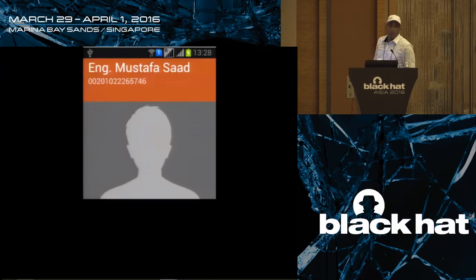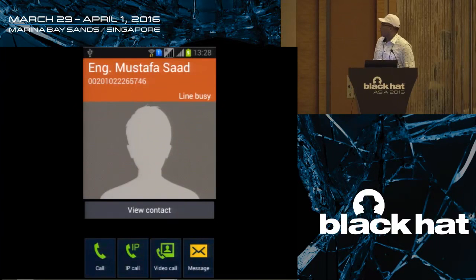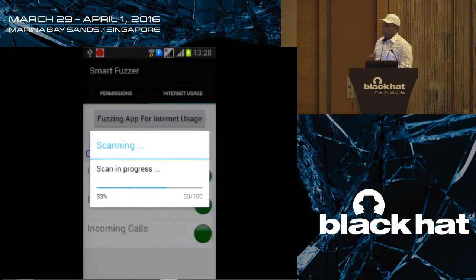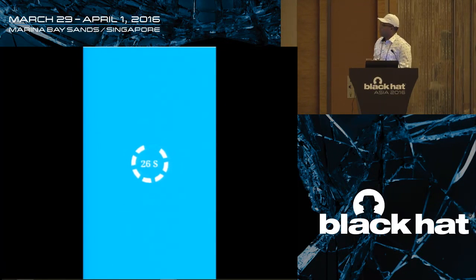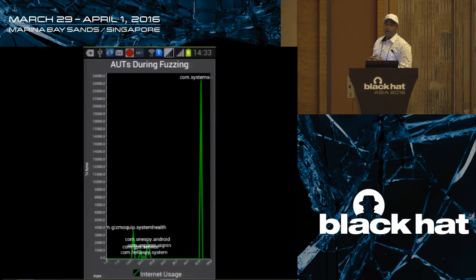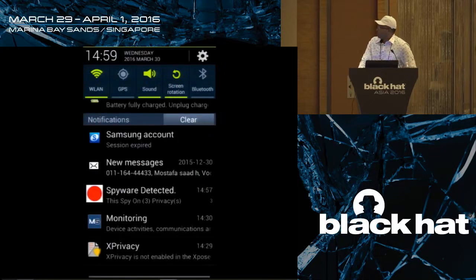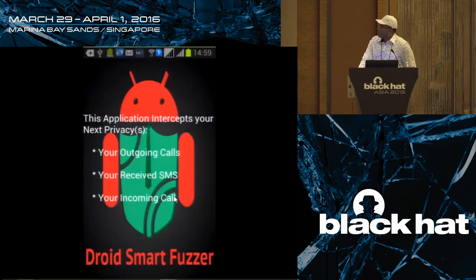You see, I forced the phone to call myself. This is my number, Engineering Mustafa Saad. Line is busy. And then monitoring. This is a spy because it consumes the internet during the outgoing call. Now, for the handmade SMS, the wake up SMS, and here is the Cognalis server, the incoming call. See, these are the notifications. I have 3 privacies. This is spying on 3 privacies: outgoing calls, received SMS, and incoming call.